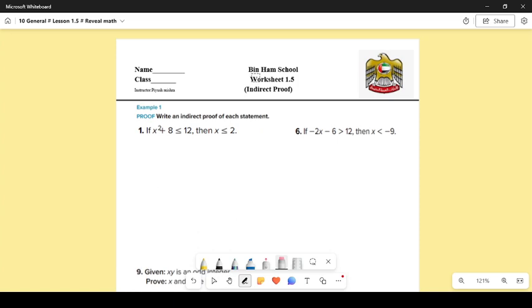So today we are going to learn lesson number 1.5 and the name of the topic is indirect proof. Before starting the lesson, we should know what is indirect proof. So I am taking one example.